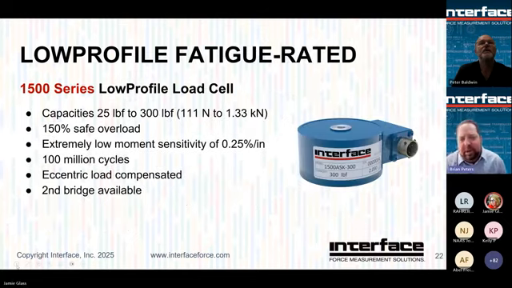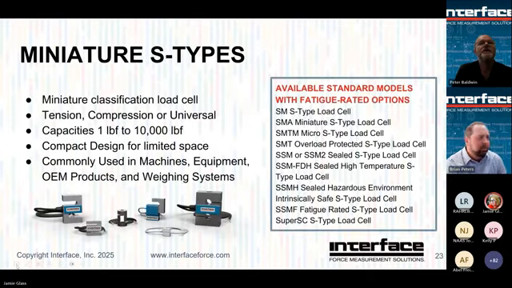1500 series, this is going to be a great fatigue rated and moment insensitive option for lower capacities. It starts at 25 pounds, goes to 300 pounds. Similar axial safe overload as some of our other products, 150%, but it is obviously fatigue rated with 100 million fully reversed cycles. And of course, we can do standard, or typical, I should say, options on this like we do with many of our other sensors. Next slide.